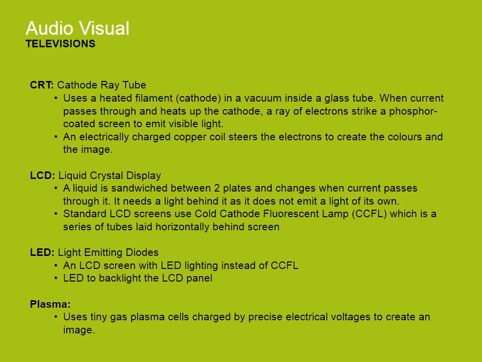LCDs need a light behind them as they do not emit a light of their own. Standard LCD screens use a cold cathode fluorescent lamp, or a CCFL, which is a series of tubes laid horizontally behind the screen. LED televisions are essentially LCD televisions. However, they use light-emitting diodes, or LEDs, to light the screen instead of the CCFL. Plasma televisions use tiny gas plasma cells, which are then charged by precise electrical voltages to create an image.